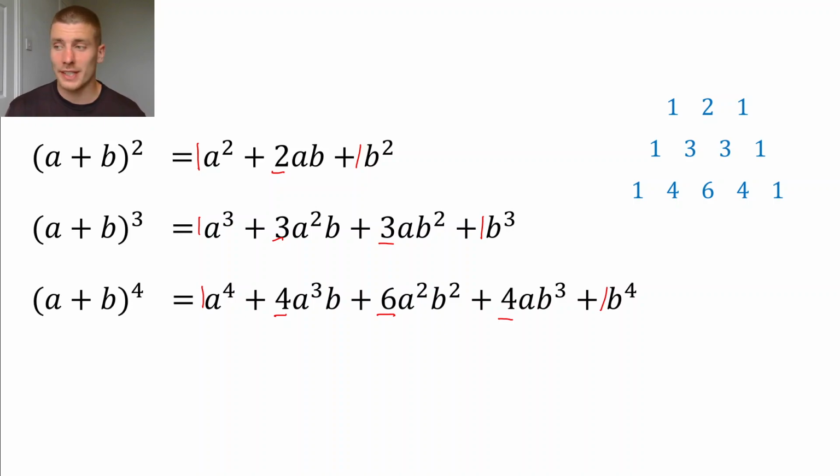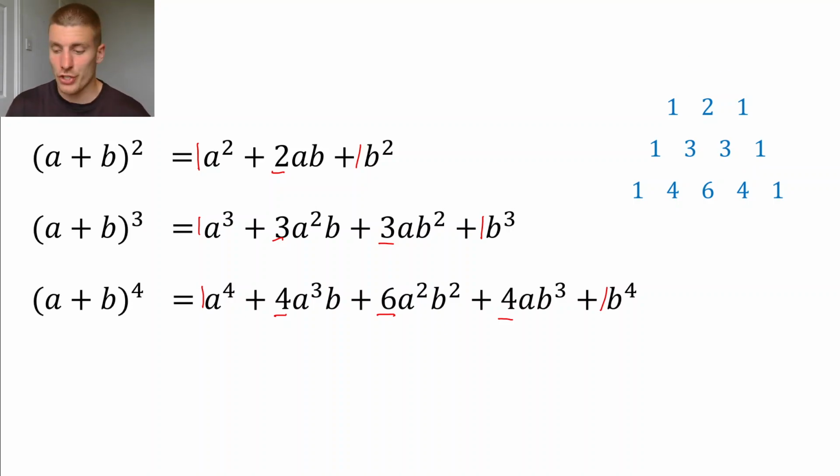Now, the way this works, and it's really nice, is to get, let's say, this 4 down here, you add together the two numbers above it. 1 plus 3 gives you 4. If I wanted to get this 3 over here, you would do 2 plus 1 gives you 3. This 4 is made up of 3 plus 1. So the coefficients, the numbers before every term in the binomial expansion, come from this thing, Pascal's triangle.